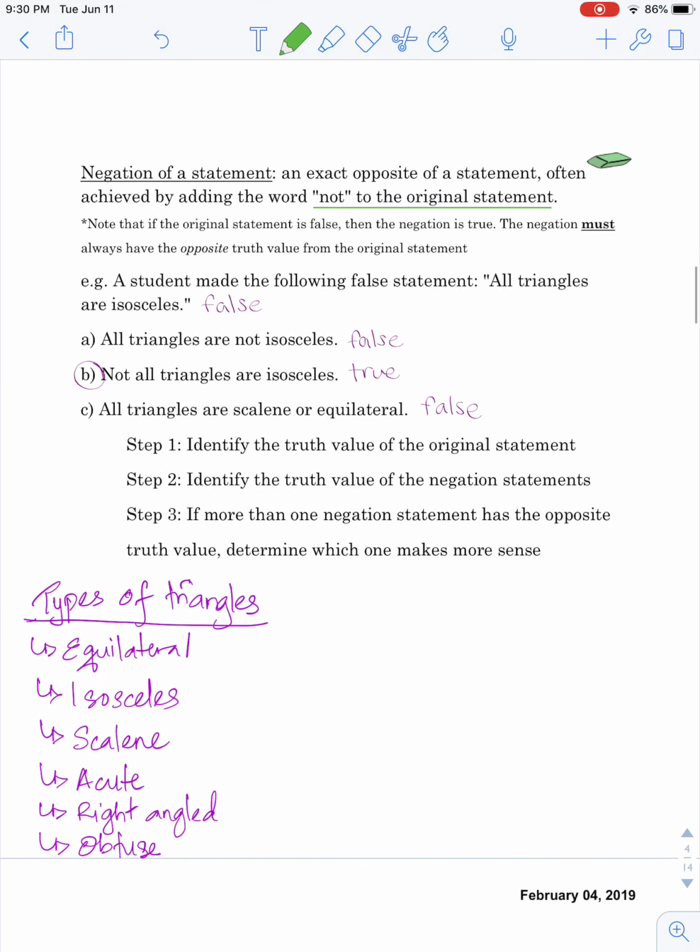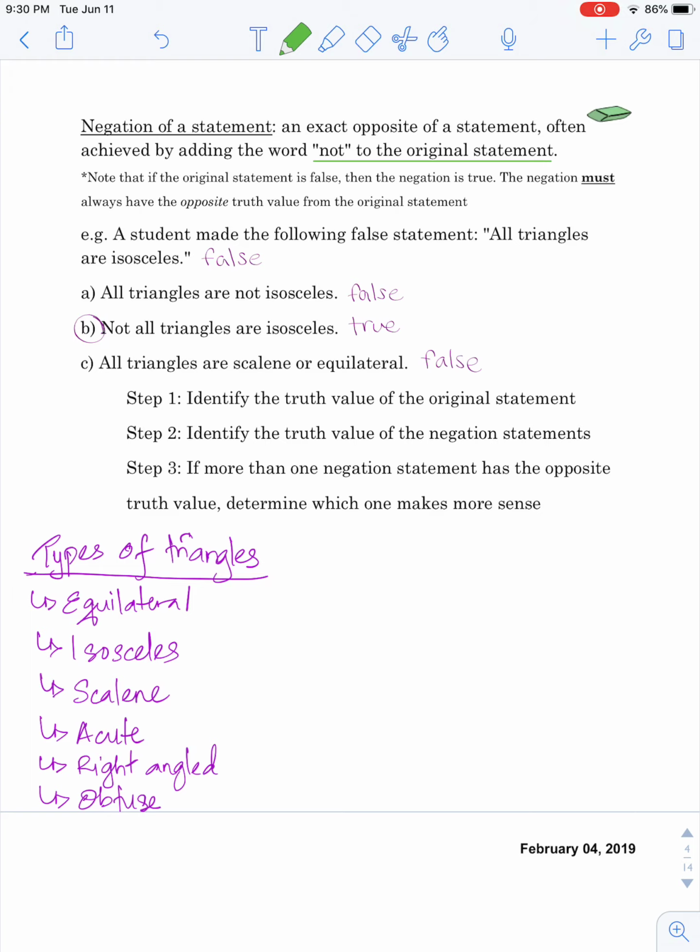All right? We move on to negation of a statement. So what this means is an exact opposite of a statement, often achieved by adding the word not to the original statement. I've underlined that phrase where it says not to the original statement. So you should not modify the original statement in any way, and the word not must go in front of the whole original statement. Okay, and we will look at the example now.